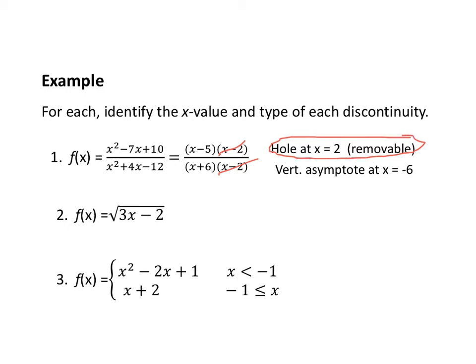Now look at what we've got left. We've got x minus 5 over x plus 6. Well, x plus 6 is going to be 0 if x is equal to minus 6. So therefore, we have a vertical asymptote at x equals minus 6.